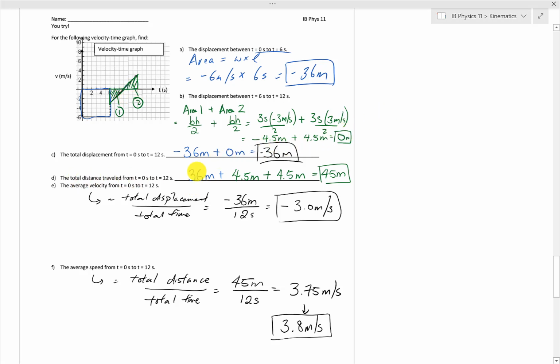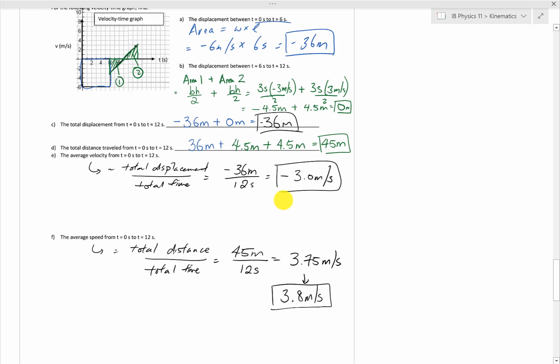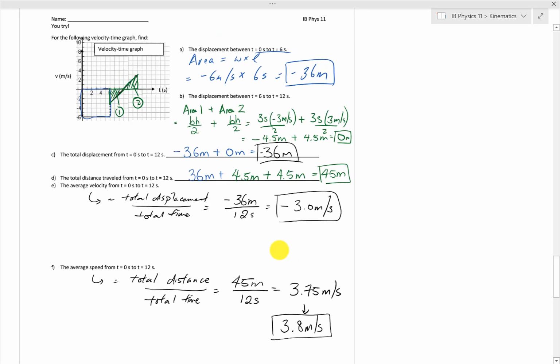But then when we calculate the total distance, we have to make sure that we add up these distances separately as positive numbers because we don't care about the direction. The person still walked that far in total. So when we calculate the displacements and the distances for average velocity and speed, these were mirrored, and notice that we got a negative value for average velocity because the person was primarily moving in a negative direction, but for speed we still got a positive value. Okay, so now you know how to find displacement from a velocity time graph.